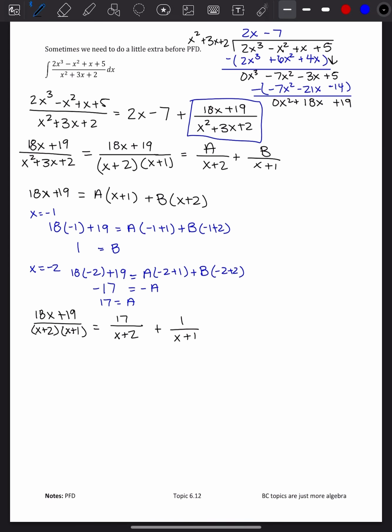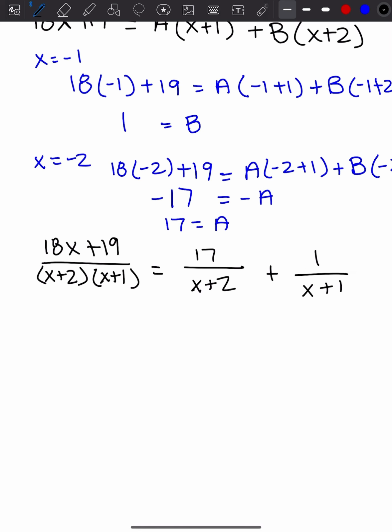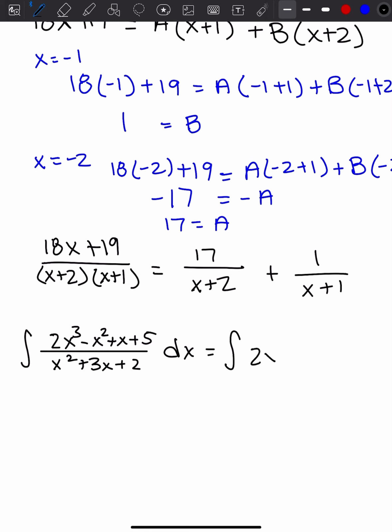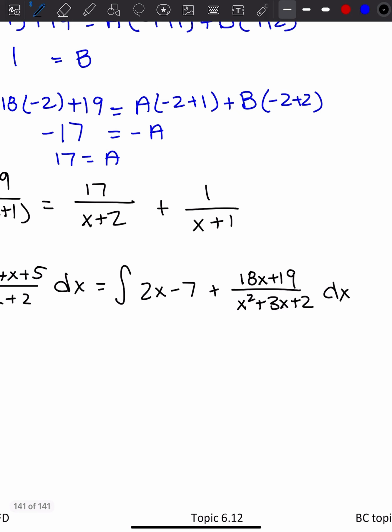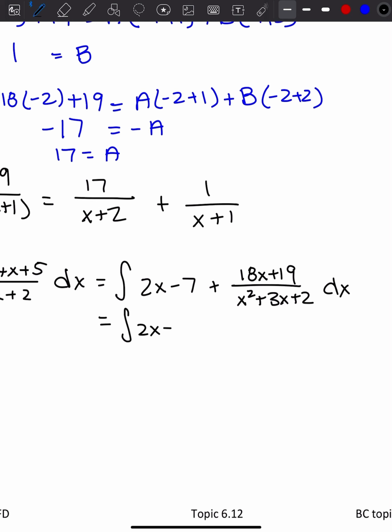Okay, so now what we want to do is go back to our original problem. So we have this integral of this fraction of 2x cubed minus x squared plus x plus 5 over x squared plus 3x plus 2 dx. We know that this is equal to the integral of 2x minus 7 plus 18x plus 19 over the original thing, x squared plus 3x plus 2. But even further than that, we know that this is the same thing as the integral of 2x minus 7 plus that partial fraction decomposition we just did. So 17 over x plus 2 plus 1 over x plus 1.